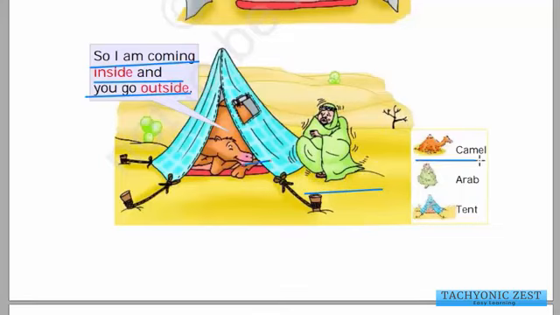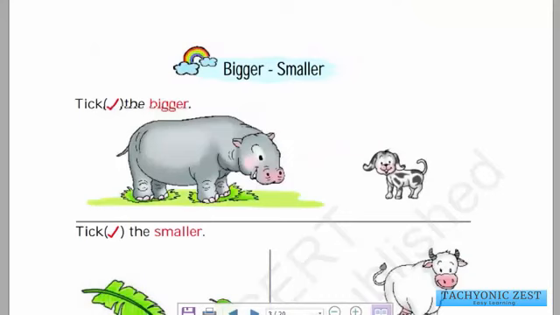This is the picture of a camel here who is sleeping inside the tent. This is the picture of an Arab who is sitting outside, and this is the picture of a tent. This tent inside which the camel is sleeping. We'll go to the next topic.